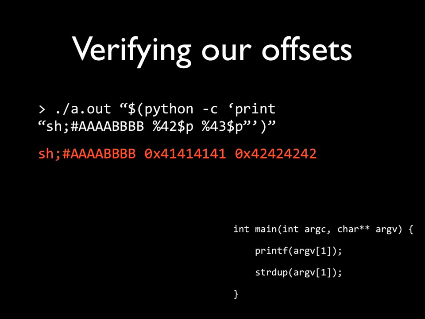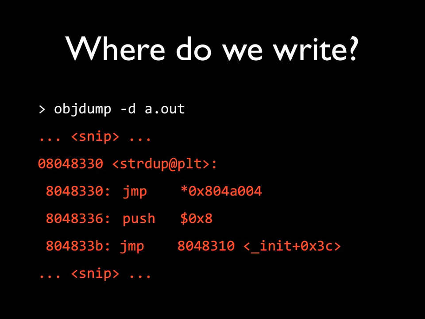Now we know that our offsets are correct, we have to figure out what we want to write with them. Well, remember what we talked about earlier, we're going to be modifying strdup to instead call system. And if we look at the binary itself, we see that strdup has this complicated little function pointer PLT thing.